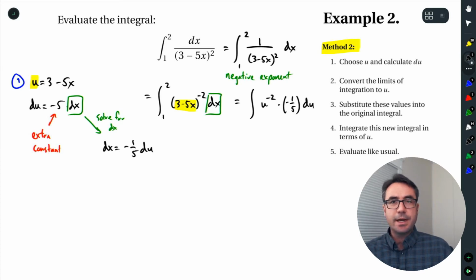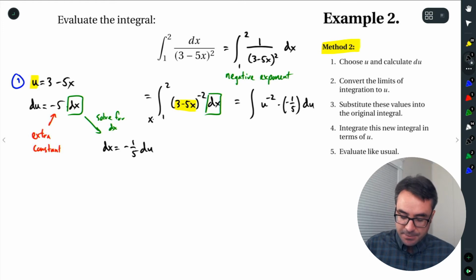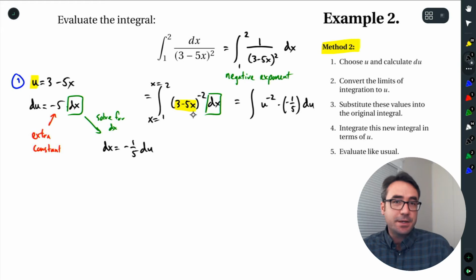All right, so we're working on plugging everything into our integral. We chose u, filled that in. We calculated du, saw that we had to do a little bit of work solving for dx, but we got it. We filled that in, negative 1 over 5 du. And now what we're going to do is switch these limits of integration. Right now, technically speaking, these are x equal to 1 and x equal to 2 because this definite integral is in terms of x.